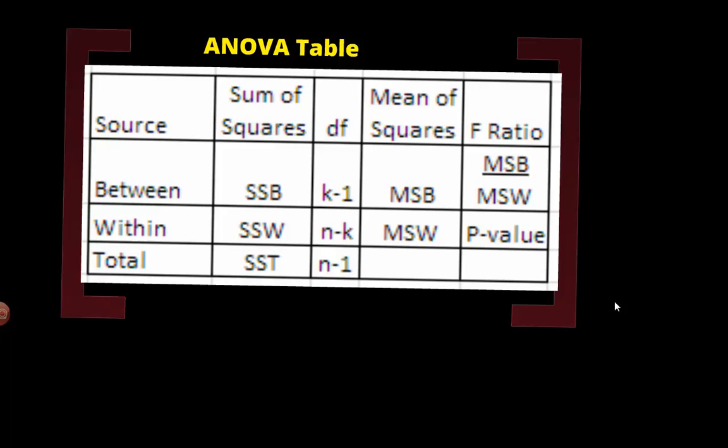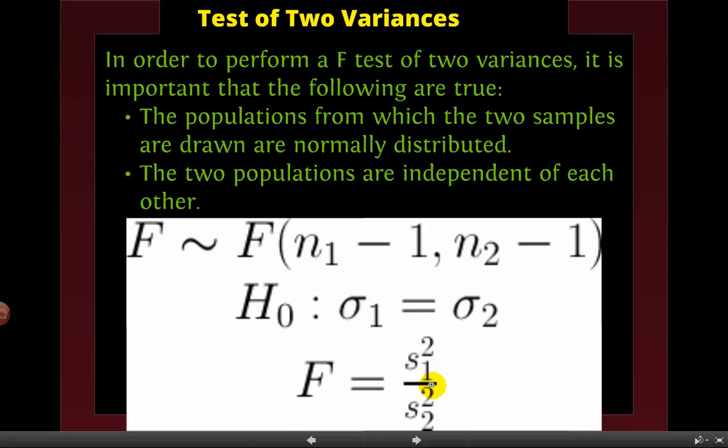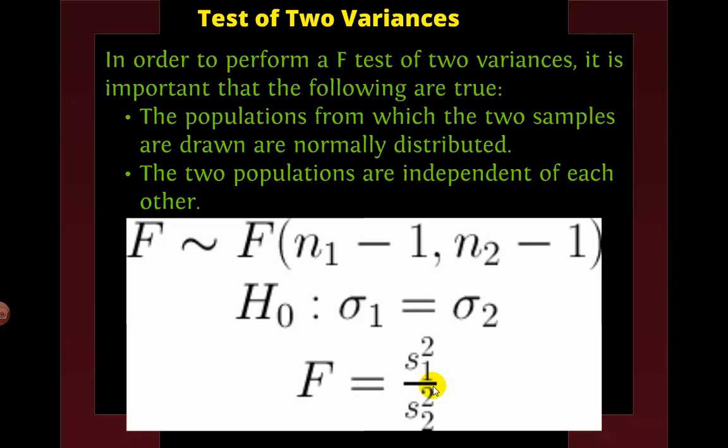The other thing we can do with the F statistic, well actually not an ANOVA table, but the F statistic, is to compare whether two variances are equal to each other. Okay, so we need to know that the populations are normally distributed, which we were always assuming, and that they are independent of each other. Then we have our null hypothesis, which is that sigma 1 is equal to sigma 2. And we find our f value, which is the variance of the first one divided by the variance of the second one. And then it will give us an f ratio, which we can then calculate our p-value from, and then compare that to alpha.